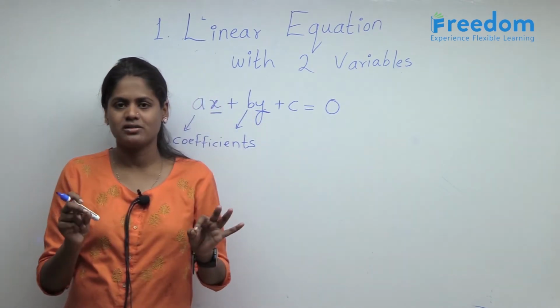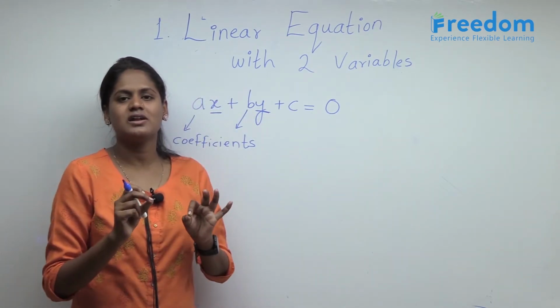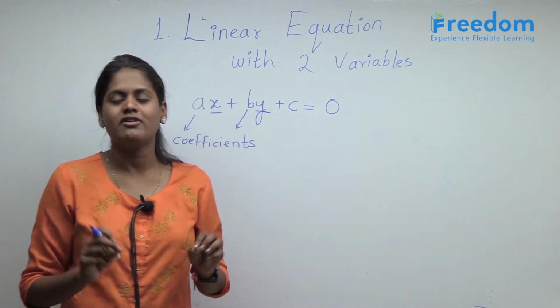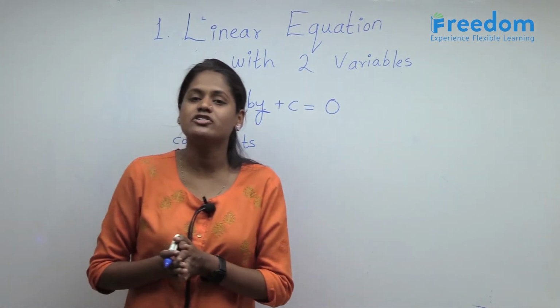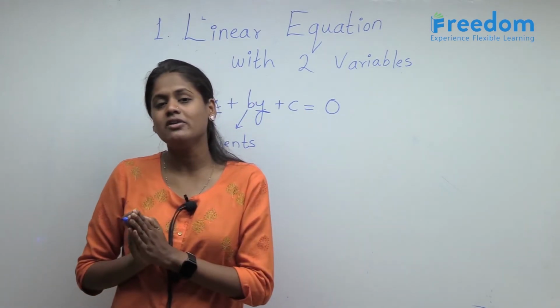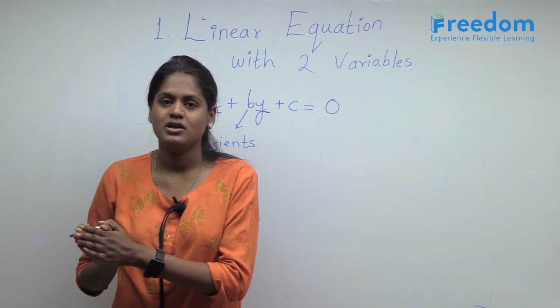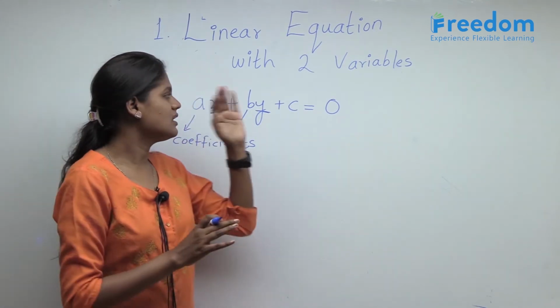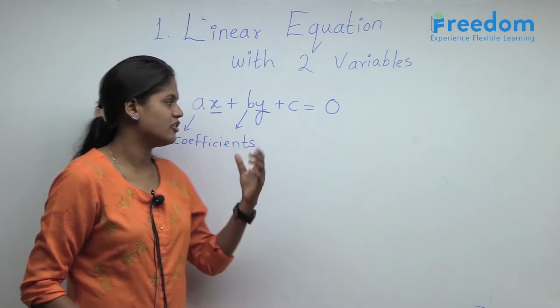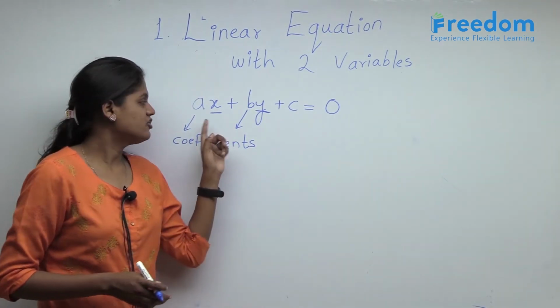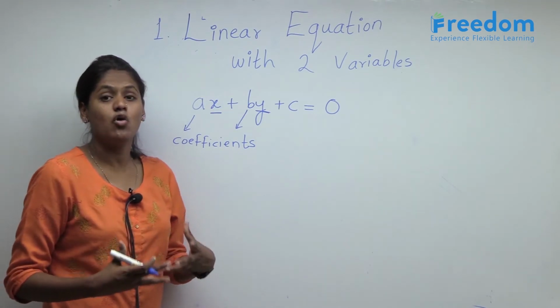Linear means straight line. The equations which give you a straight line in the graph are called linear equations, equations giving you linear graphs. So this is your linear equations with two variables. The general form I explained to you. Now let's see each term, what are the rules they have to obey.